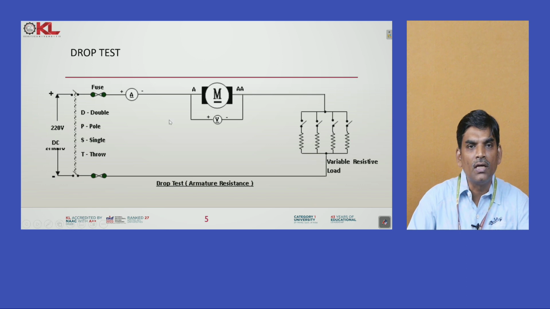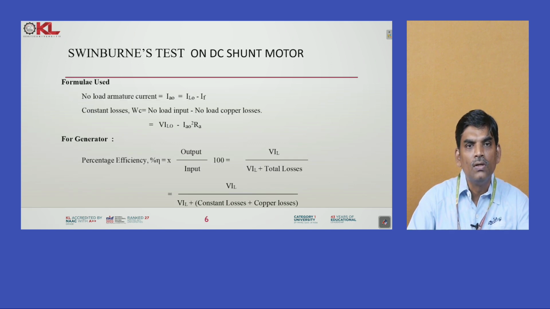So this is the circuit diagram, you know already. The main aim of this test is to determine the armature winding resistance simply. So we are connecting a load in series with the armature winding, with normal supply. We are giving some voltage, and based on that voltage and current, it gives the resistance of the armature winding. So this is also called a drop test. The purpose of the test is to find out the armature resistance.